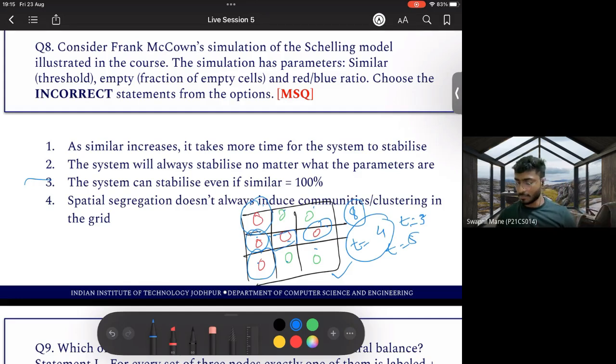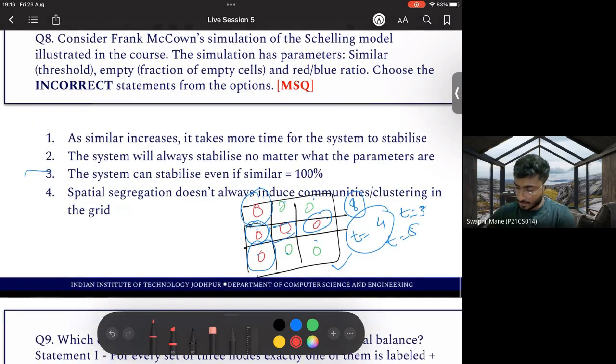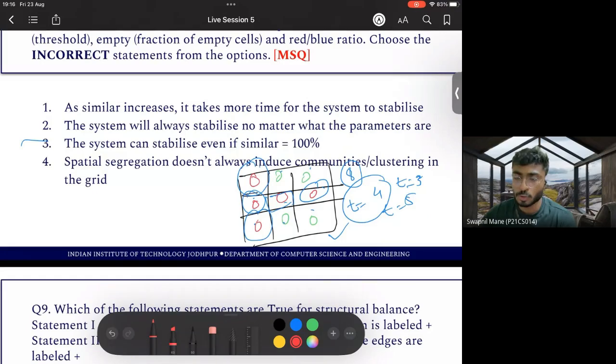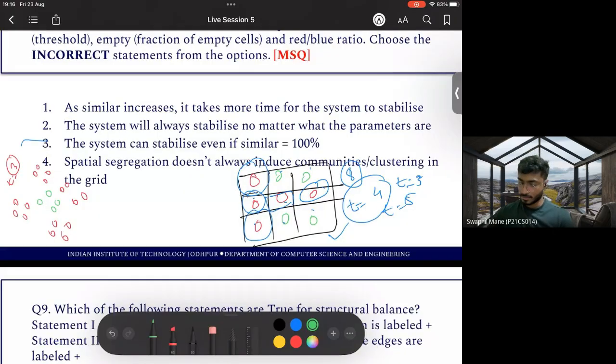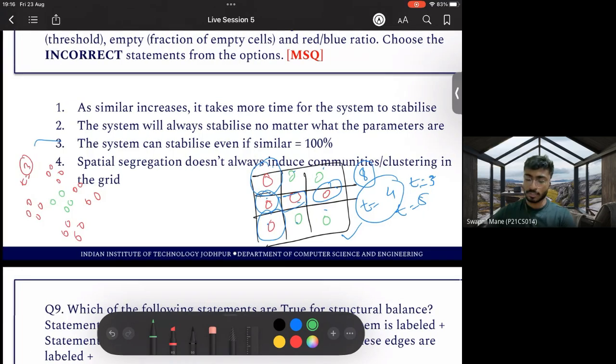Let's take one example, that will be easy to understand. Let's take suppose t is equal to 3. Okay, t is equal to 3. Considering this, let's take this example. So this one is unsatisfied, then this one, this one, this one, this one, right? Maybe, right? You can see this is not how communities look.